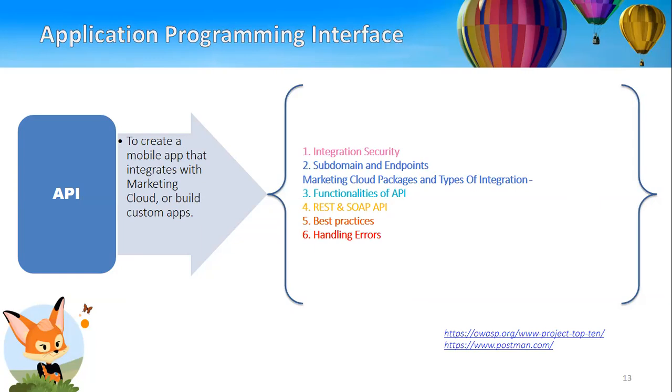The basic things you need to understand when working on API are integration security, subdomain, endpoints, Marketing Cloud packages, the types of integration, functionalities of API, REST and SOAP API, best practices, and handling errors. The best place to learn API is Postman. Postman is a freeware version where you can go and learn API.